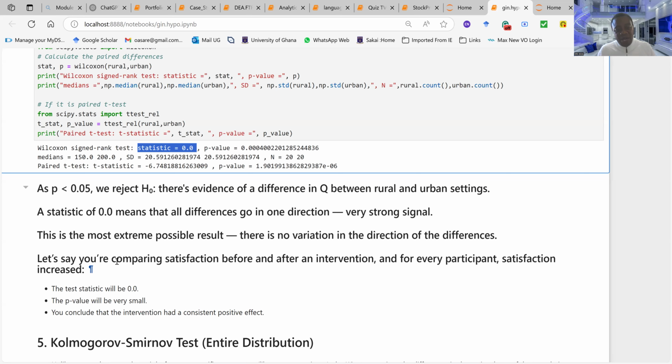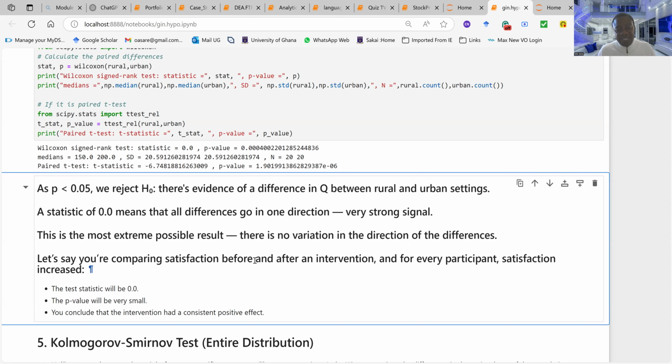I've given you an example: let's say you're comparing satisfaction before and after an intervention, and for every participant, satisfaction has increased. It might look like there is no difference since everyone's satisfaction has increased, but the test statistic will be 0 and the p-value will be very, very small. You can see that the p-value is small in our case, so we conclude that the intervention has had a significant positive effect. In other words, there's a huge difference. That's it. So sometimes some people say that it's wrong. It's not wrong. It is what it is.